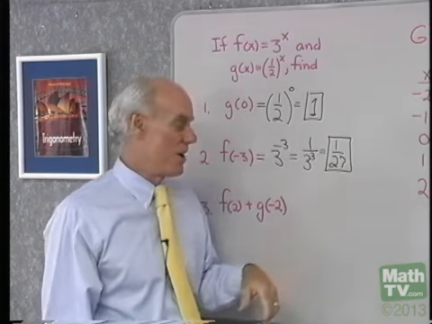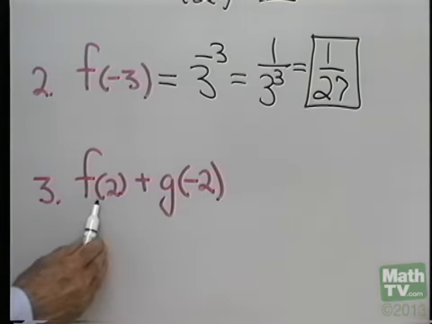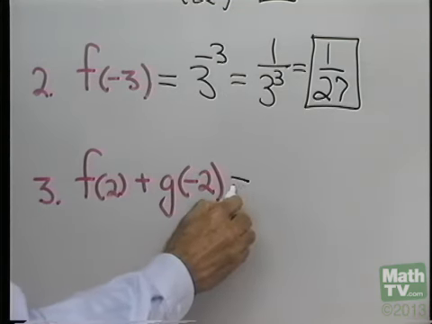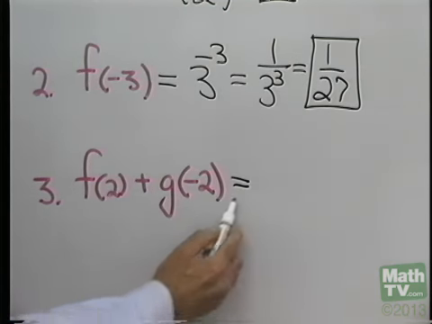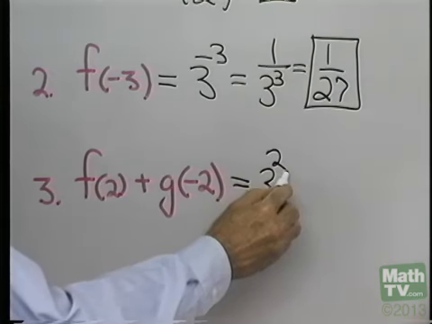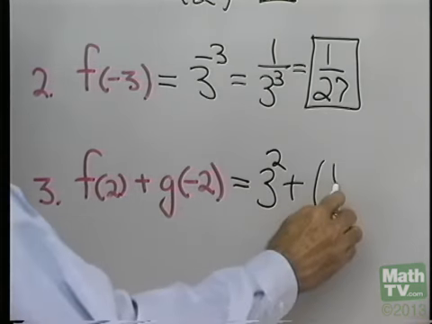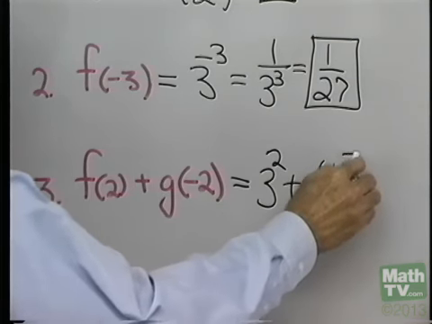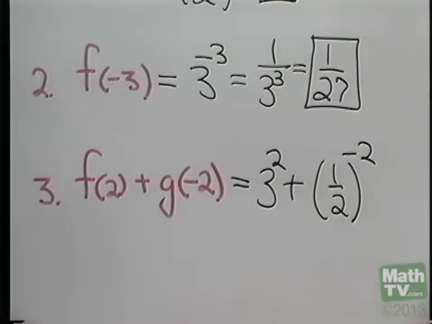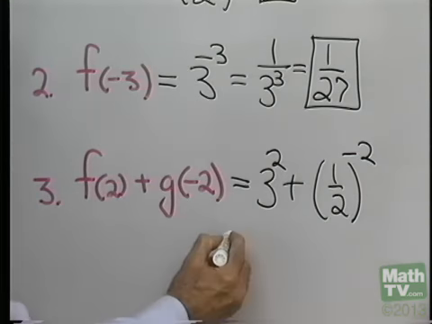Let's look at one more of these problems. I have f of 2 plus g of -2. Well, f is 3 to the x, so I'll make this 3 to the 2, plus g of -2 is going to be 1/2 to the -2nd power. So I have 3 to the 2 plus 1/2 to the -2.